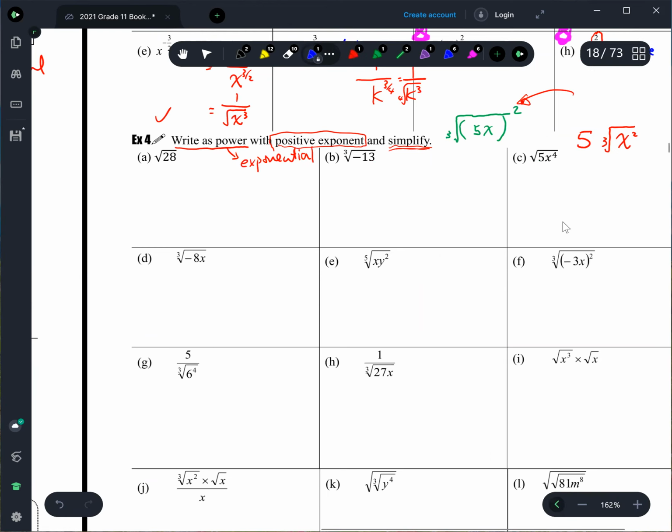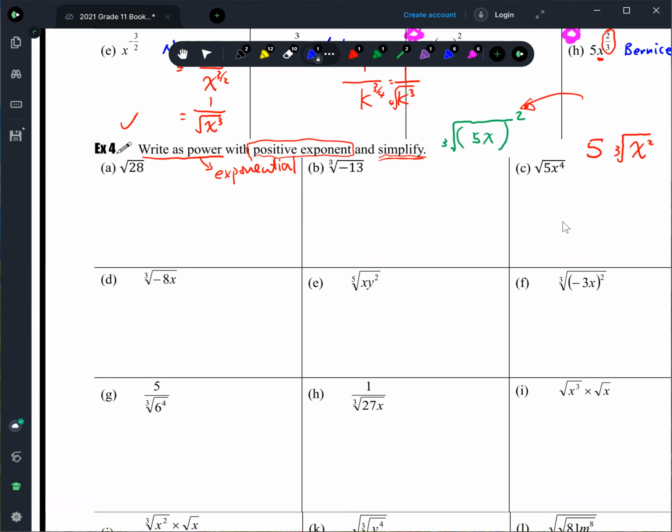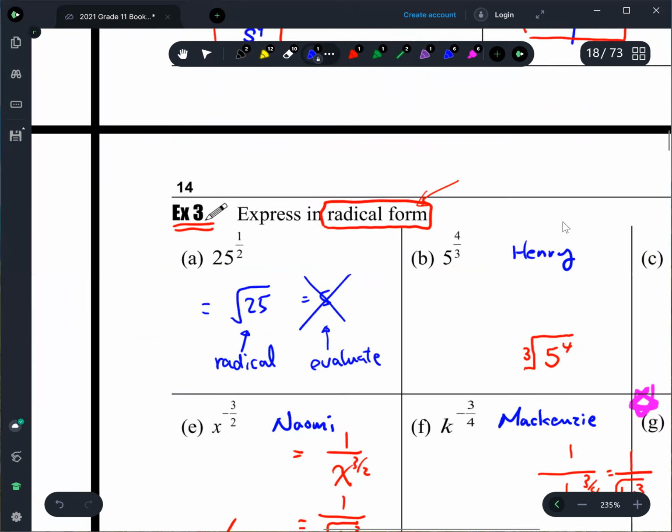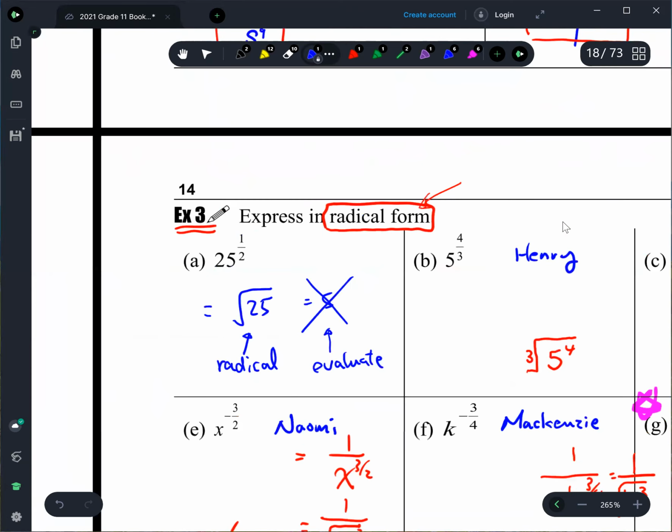So let's start with the simplest one. This one I think everyone should know. Square root of 28. We want to write it using exponents. So going backwards, just like a square root of 25, you want to go back. Write it as 25 to the 1/2. This is called power, right? Write it as power or exponential.